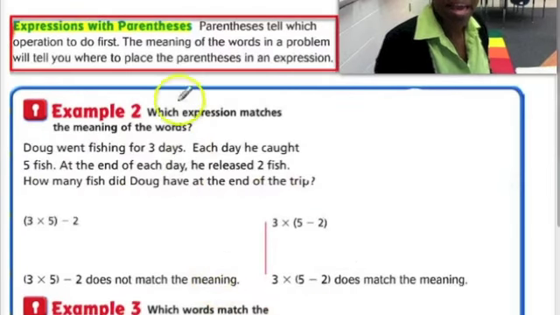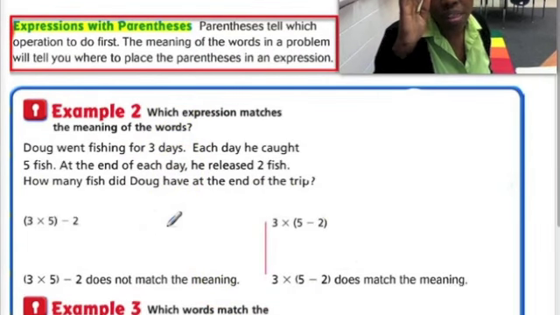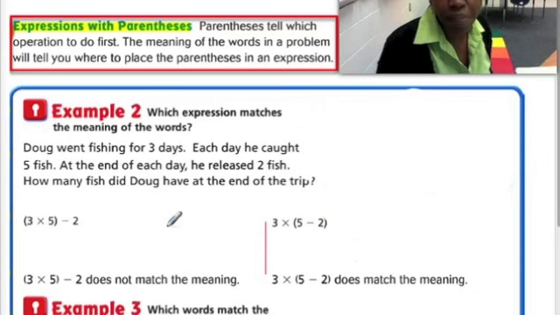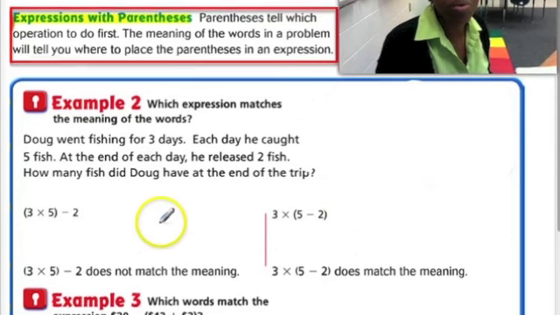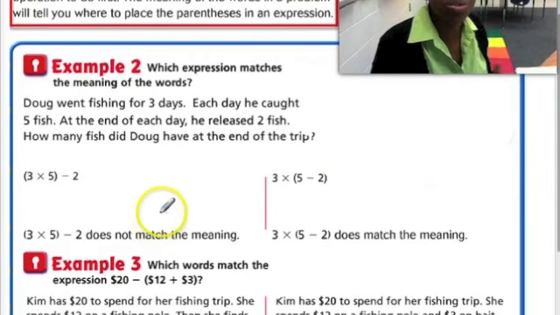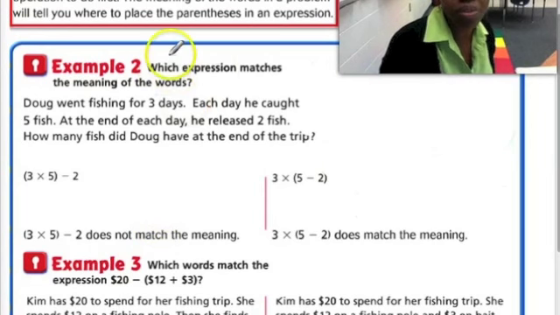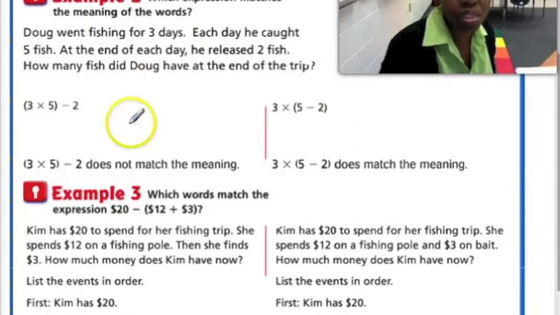Now, let's look at expressions with parentheses. Now we're going to be thinking about the associative property when we're thinking about expressions, and we're thinking about using parentheses with the expressions, okay? And we want to know how to use the words to match an expression. That's what we're doing in these examples. So let's take a look.